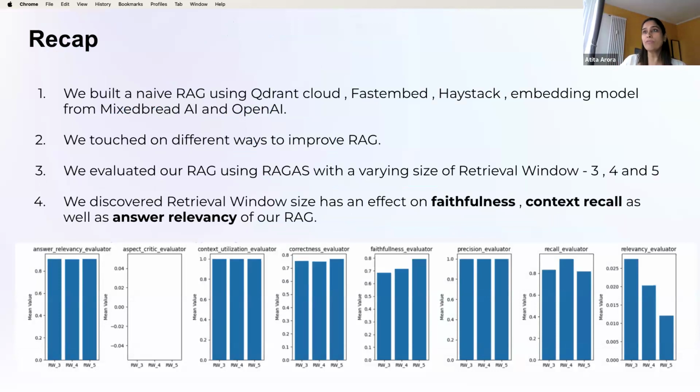And we touched on different ways to improve RAG. We evaluated our RAG using RAGAS with varying sizes of the retrieval window: 3, 4, and 5, as I said before. We discovered that everything was fine, except the faithfulness could be improved because it was not a perfect one. The context recall could also be improved. These are the metrics that I'm talking about here. It is also doing pretty well, but it could be improved further, of course. Perfect 1 is the limit. And answer relevancy definitely is not doing that great either.